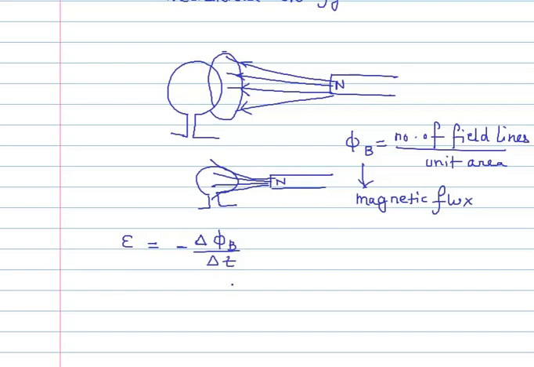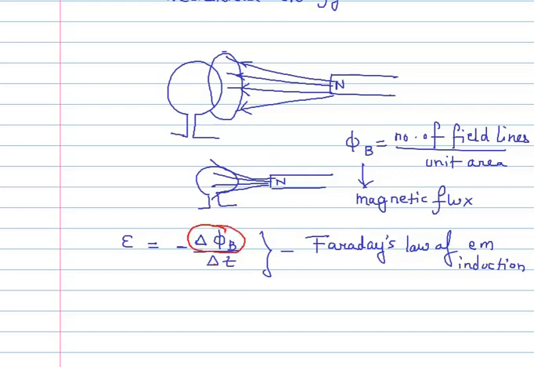This expression that I have just written is what we obtain from Faraday's law of electromagnetic induction. According to Faraday's law, whenever there is a change in the magnetic flux that is linked with a coil, an EMF will be induced. So there has to be a delta phi B. There has to be a change. Just having phi B doesn't matter.